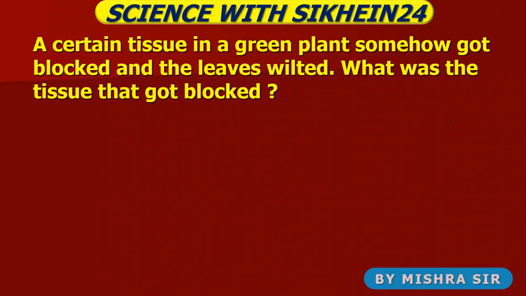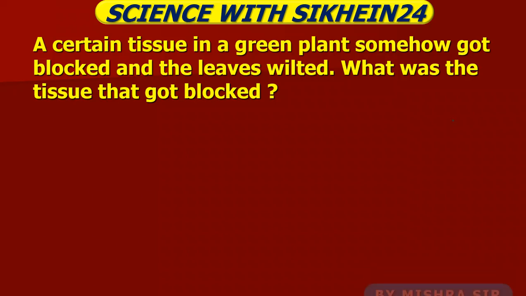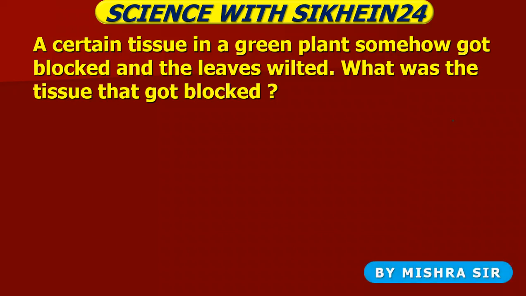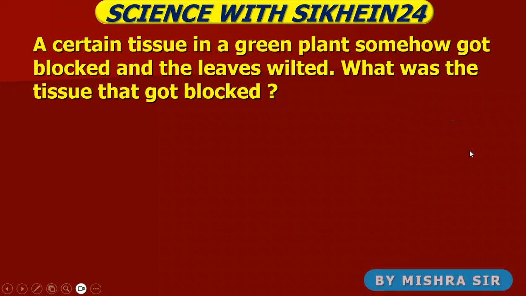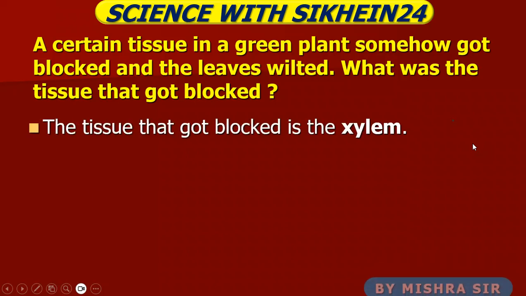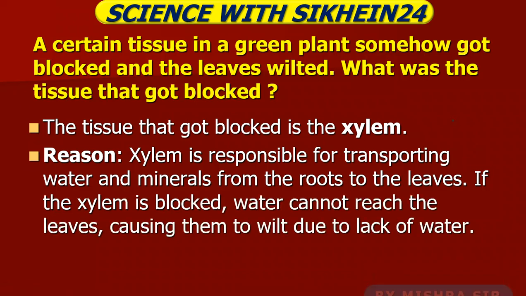The first question on your screen: a certain tissue in a green plant somehow got blocked and the leaves wilted. What was the tissue that got blocked? The answer would be on your screen. The tissue that got blocked is xylem. Reason: xylem is responsible for transporting water and minerals from the roots to the leaves. If the xylem is blocked, water cannot reach the leaves, causing them to wilt due to lack of water.